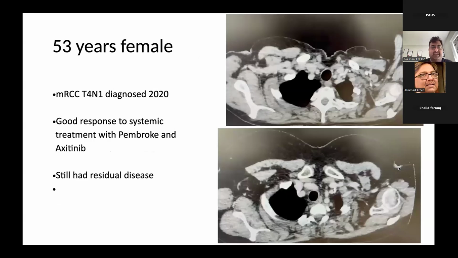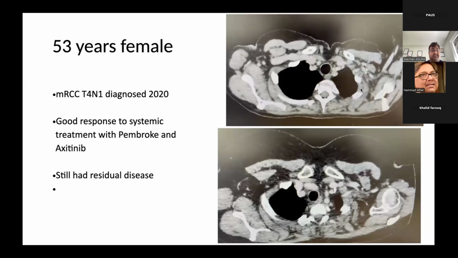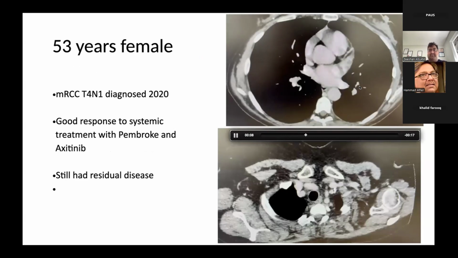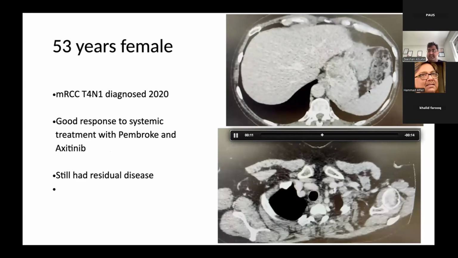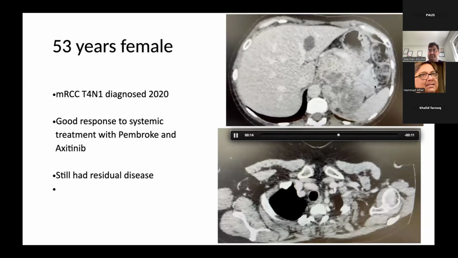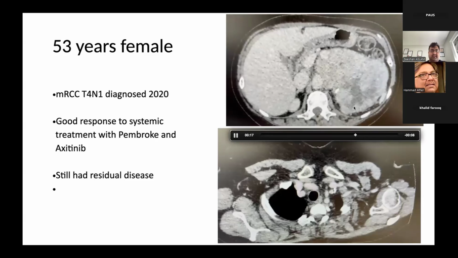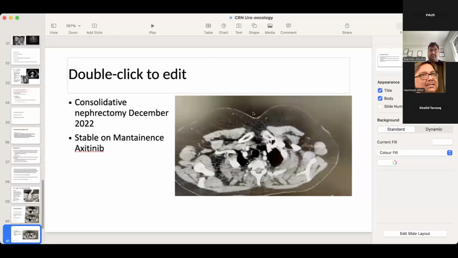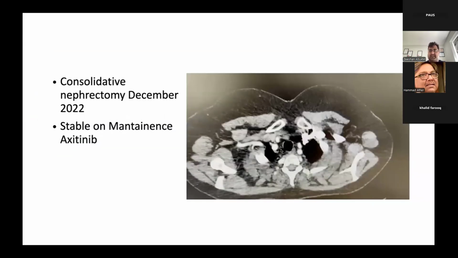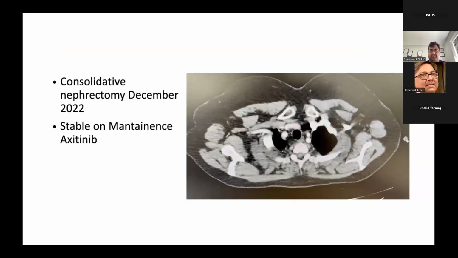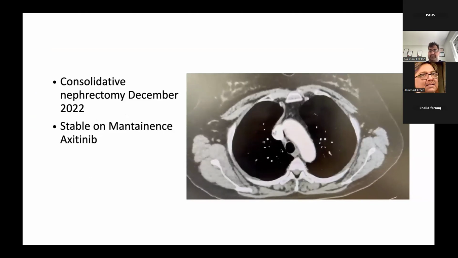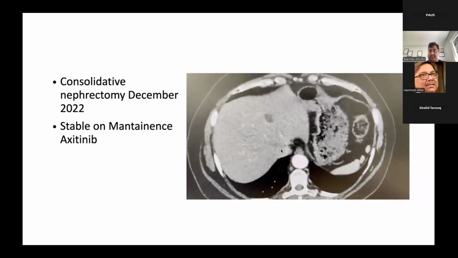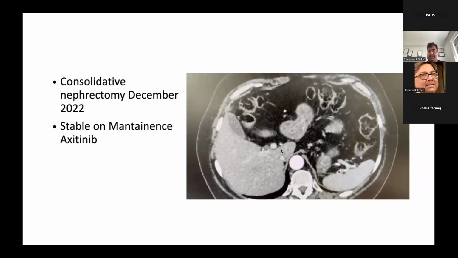So this is another 53-year-old lady who had metastatic cancer, T4N1. You can see there's a lung nodule at the top. She had a pretty locally advanced disease. It was a T4 disease, as you can clearly see here. Lots of lymph nodes and a big cancer. So she was on SACT treatment. She had a very good response, and all her lung nodules had disappeared, and all the mass had disappeared. So she had consolidative nephrectomy, and she's still on maintenance axitinib.